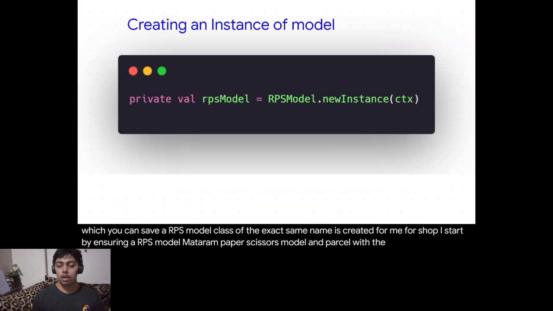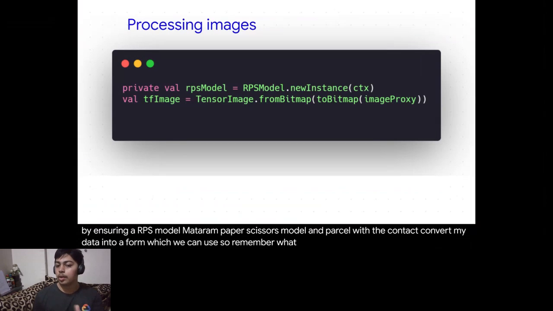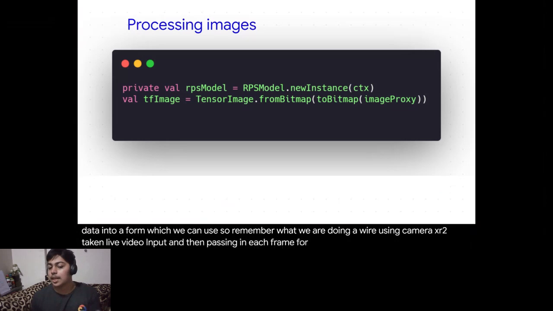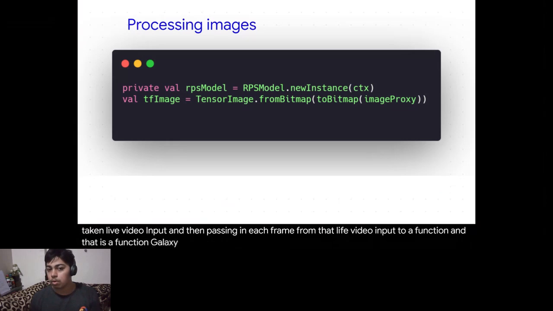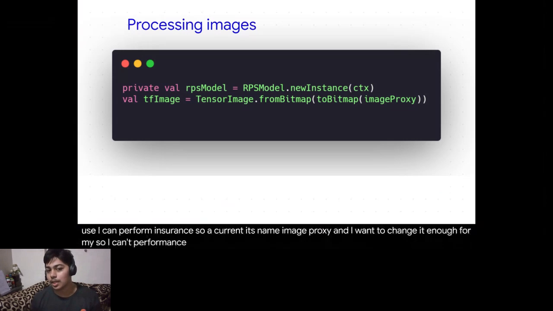After this, I want to convert my data into a form which we can use. Remember what we are doing over here. We are using CameraX to take in live video input and then passing in each frame from that live video input to a function. And that is the function we are looking at currently. I want to change my frame into a format on which I can perform inference. Currently it's an image proxy, and I want to change it into a format so I can perform inference on it. So we'll convert it into a tensor image, and this will be from a bitmap.